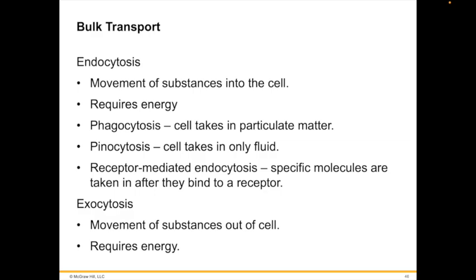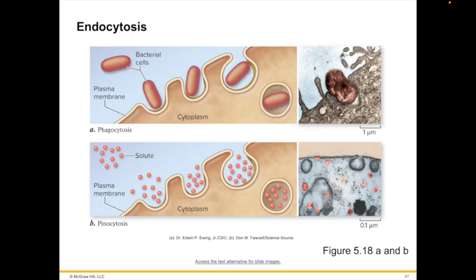So the mechanisms for transport across cell membranes are summarized in Table 5.2. Please use Table 5.2 as you prepare for your test. So this shows endocytosis by way of phagocytosis, or cell eating, at the top in 5.18a, and it shows pinocytosis, or cell drinking, in Figure 5.18b here at the bottom.